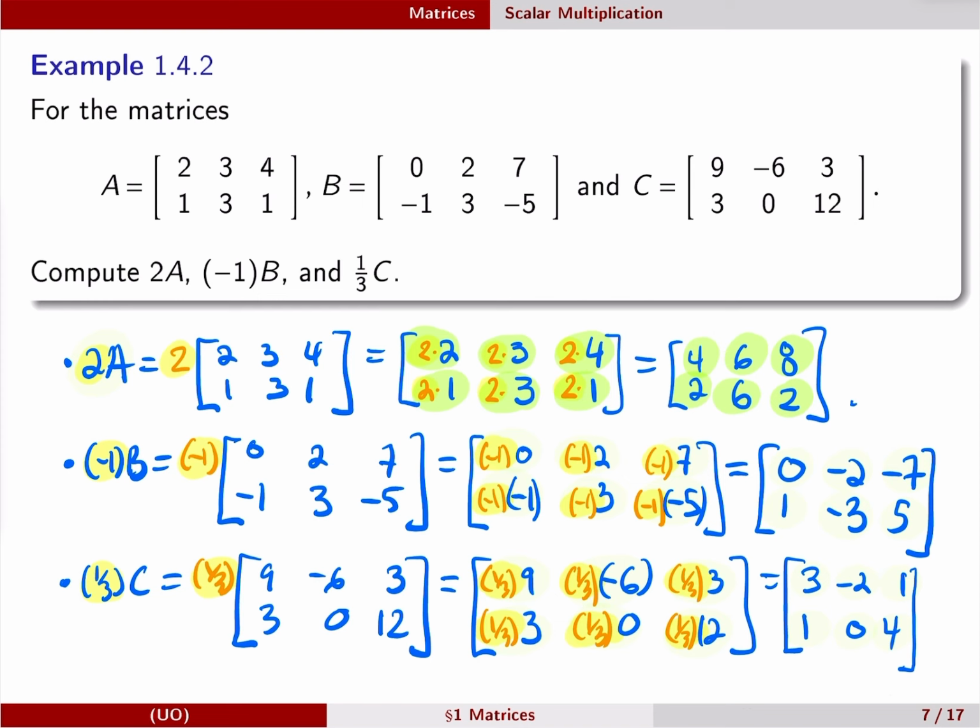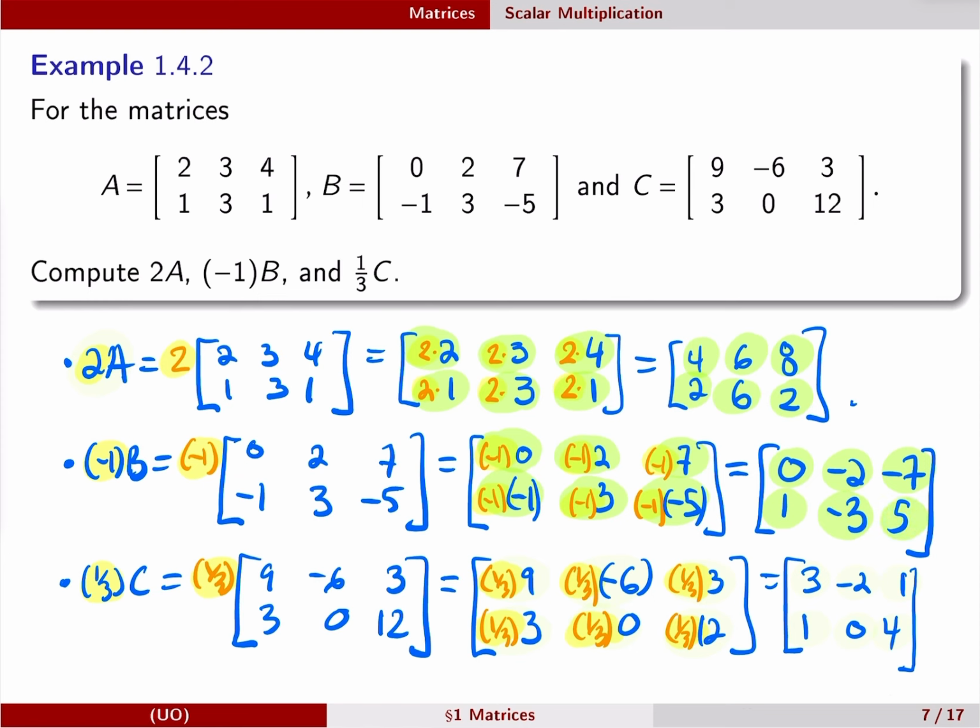If you multiply everything by minus 1, basically what you're doing is changing the sign of your matrix. So 0 goes to 0, 2 goes to minus 2, 7 goes to minus 7, minus 1 goes to plus 1, 3 goes to minus 3, and minus 5 goes to 5.